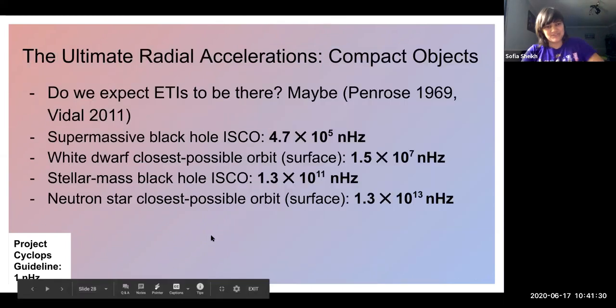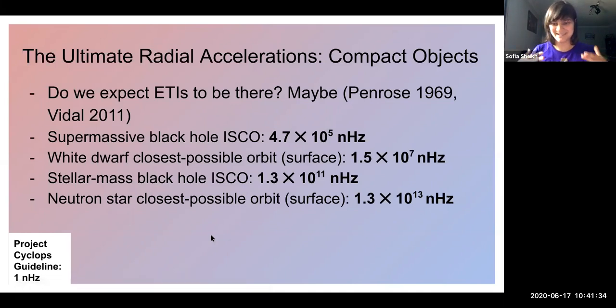Okay, so then I don't know if any of you have thought of this, but my next thought was, how can I push this even further? What way can I maximize these accelerations even more? And if you want very large accelerations, you need very strong gravitational fields, and that means compact objects.